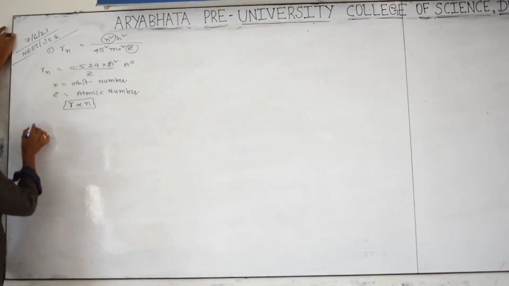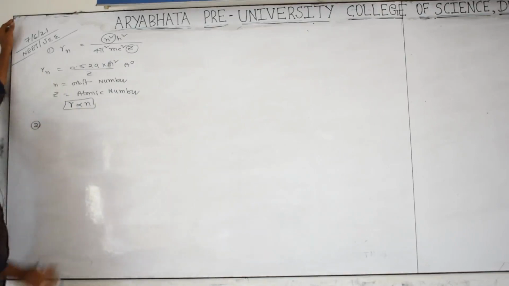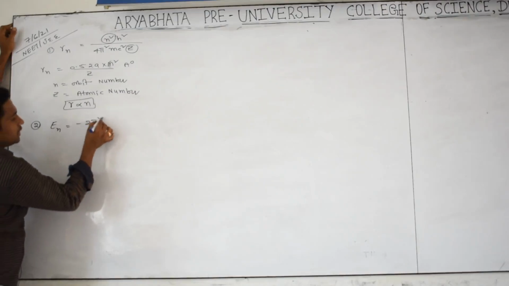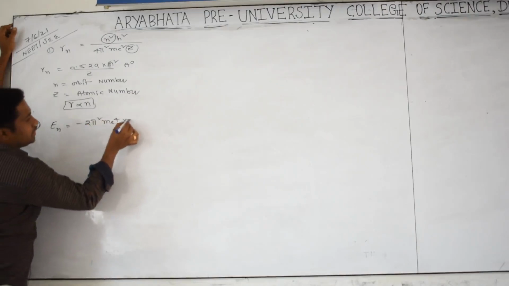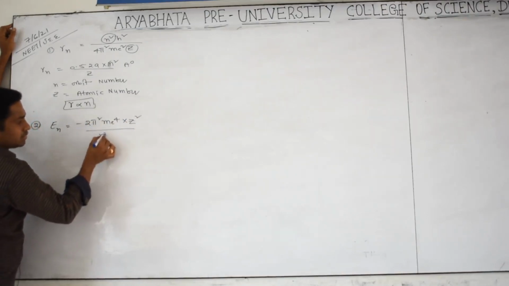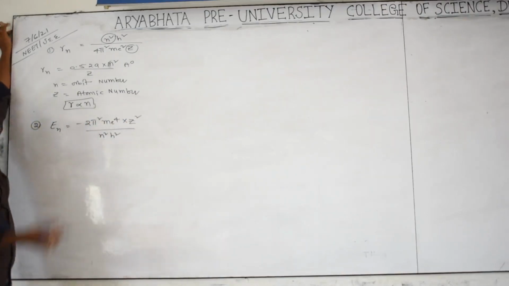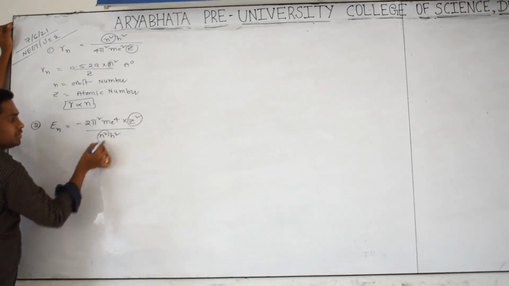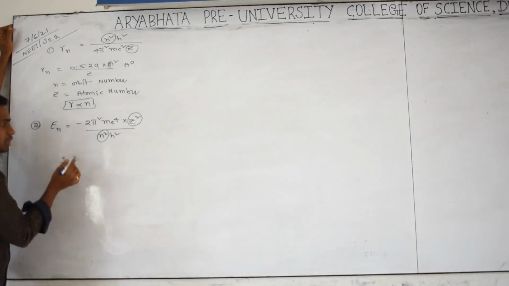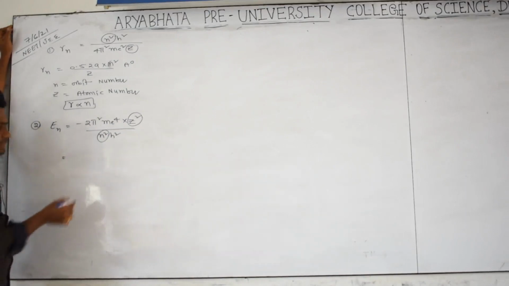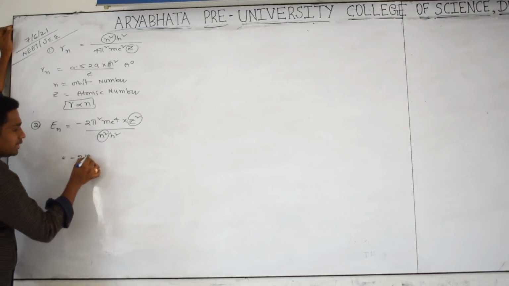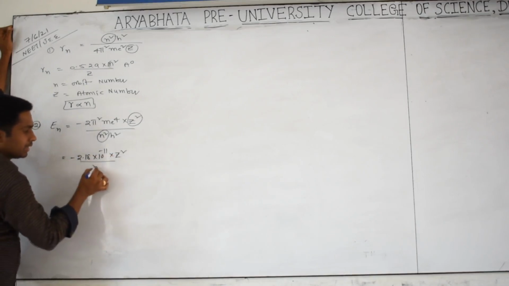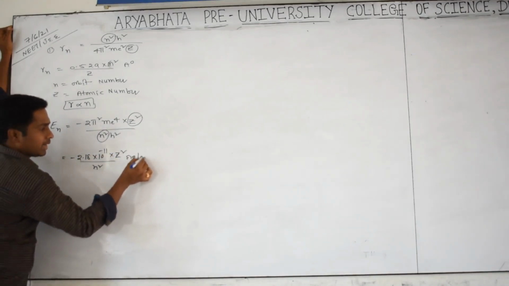Now we can go for the second formula, very important, energy. Energy of nth orbit is equals to minus 2 pi square m e power 4 into z square by n square h square. Derivation of all is not required for you. Here z value will be changing and n square will be changing. Okay, now we can substitute all the values. We are getting some value in CGS: minus 2.18 into 10 to the power of minus 11 into z square by n square erg per atom.